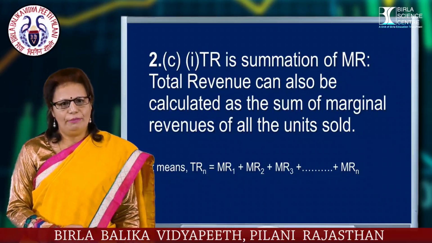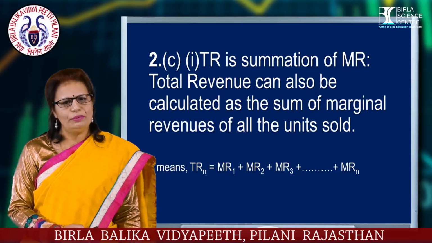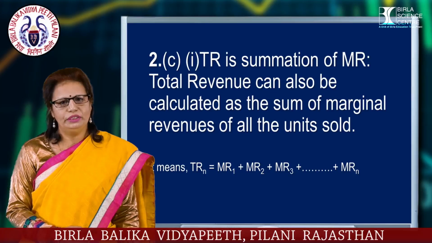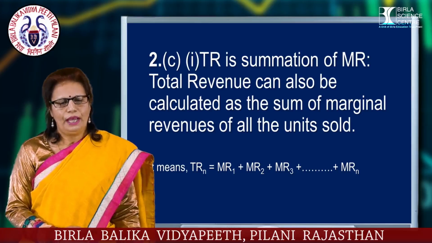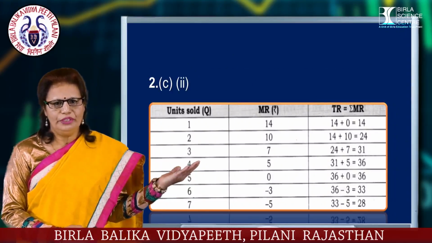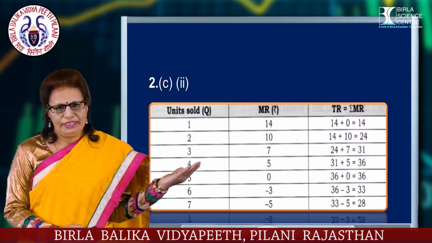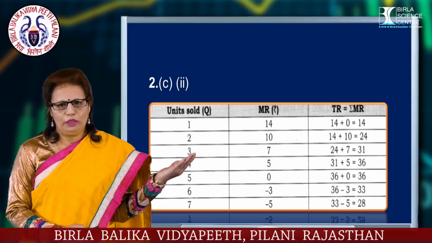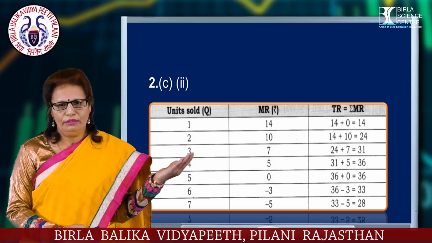TR is the summation of MR. Total revenue can also be calculated as the sum of marginal revenue of all the units sold. As you can see in the schedule, units sold 1 to 7 are given, MR is given and TR is being calculated by summation of MR in the third column.